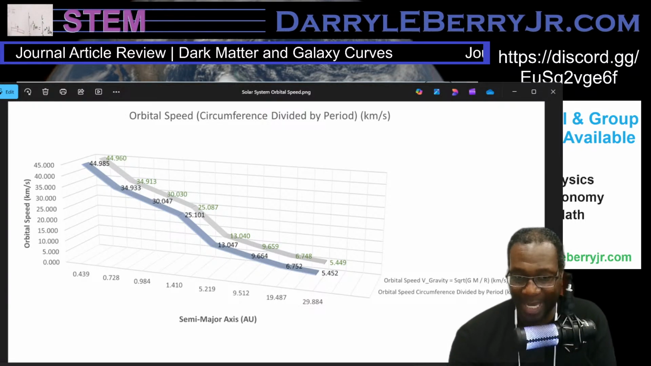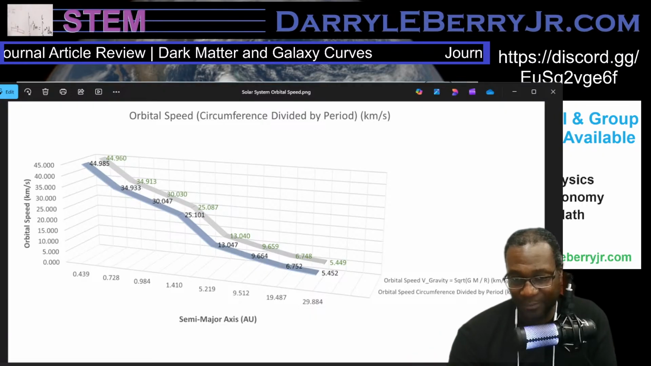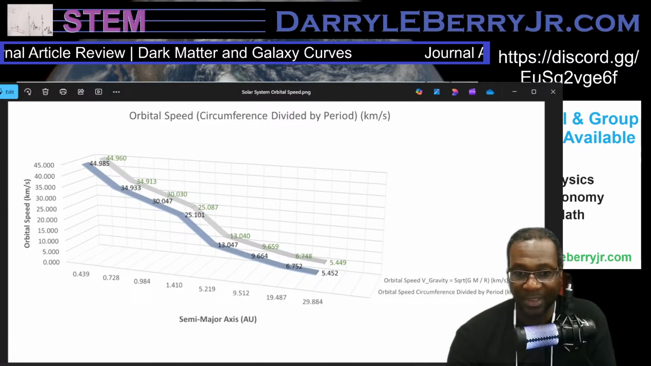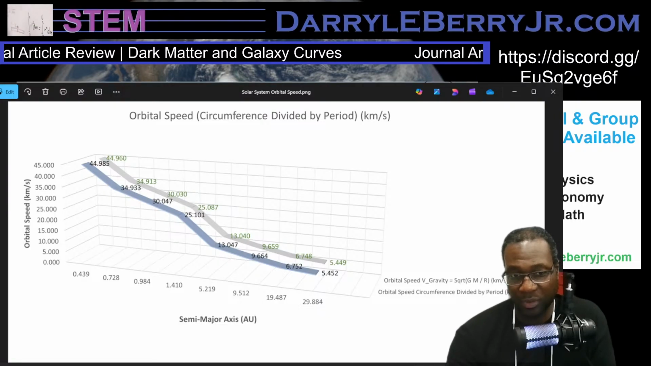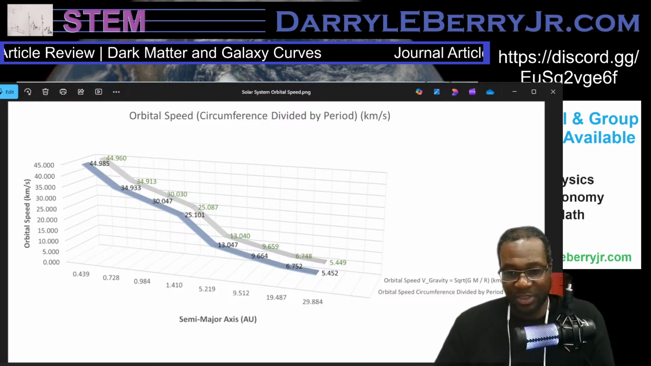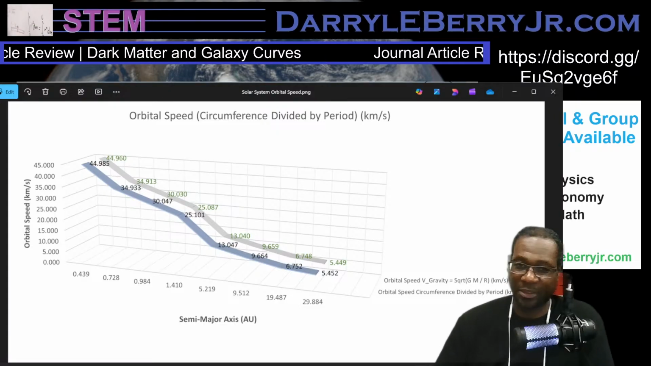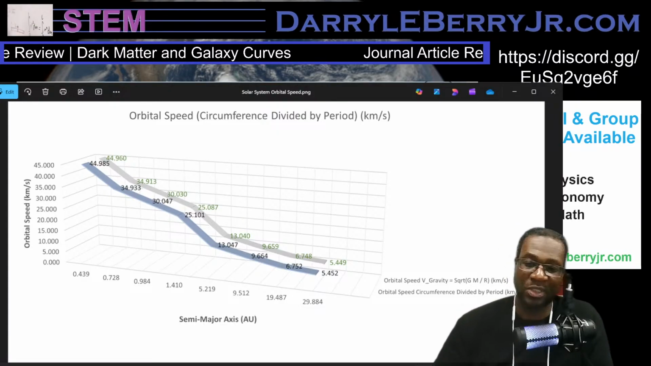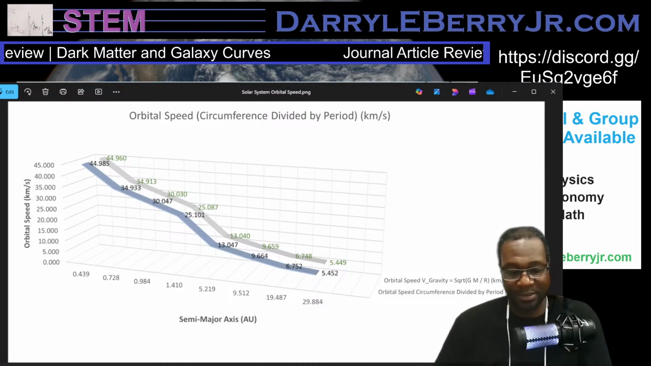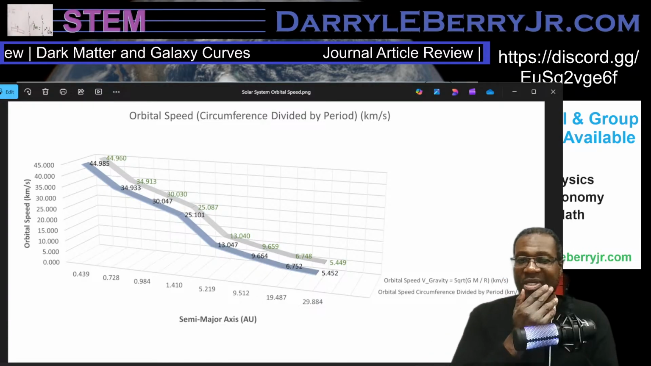And thus you have Neptune, the farthest planet out, going 5.4 kilometers per second, versus Mercury going 45 kilometers per second. So it's all pretty consistent, no matter what you're looking at, whether it's a solar system, the orbit of a planet, or stars and things going around a galaxy. So it's pretty cool.